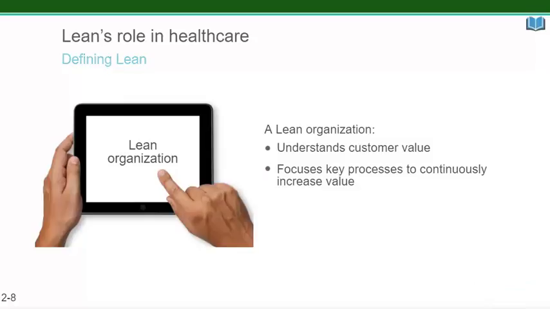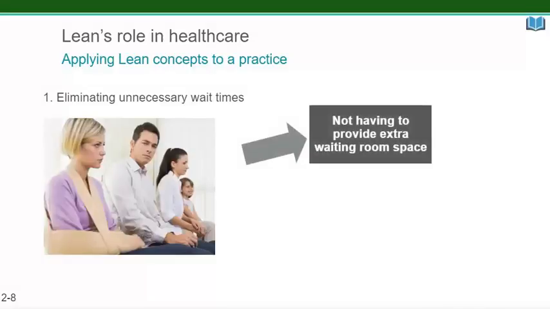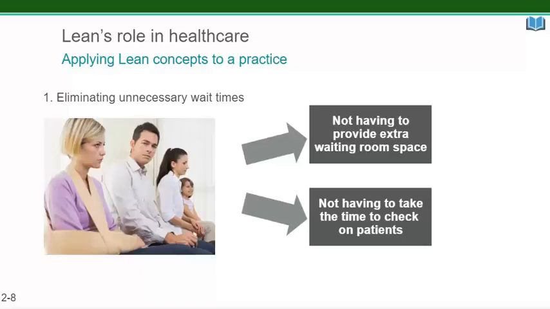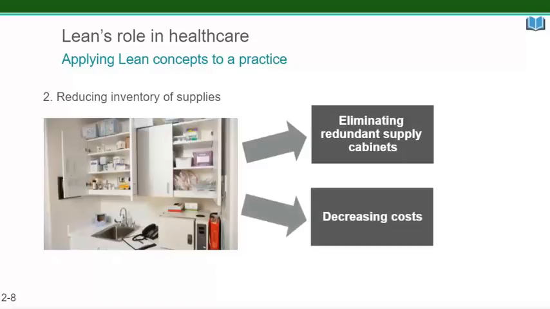So, how might we apply these Lean concepts to our practice? One way might be to eliminate unnecessary wait times for our patients, which provides more value to them in the form of time savings. And we can accomplish this with fewer resources because we don't have to provide extra waiting room space for patients, or take the time to check on them and let them know how much longer the wait may be. Another way might be to use Lean to reduce our inventory of supplies by eliminating redundant supply cabinets and, as a result, decrease costs.